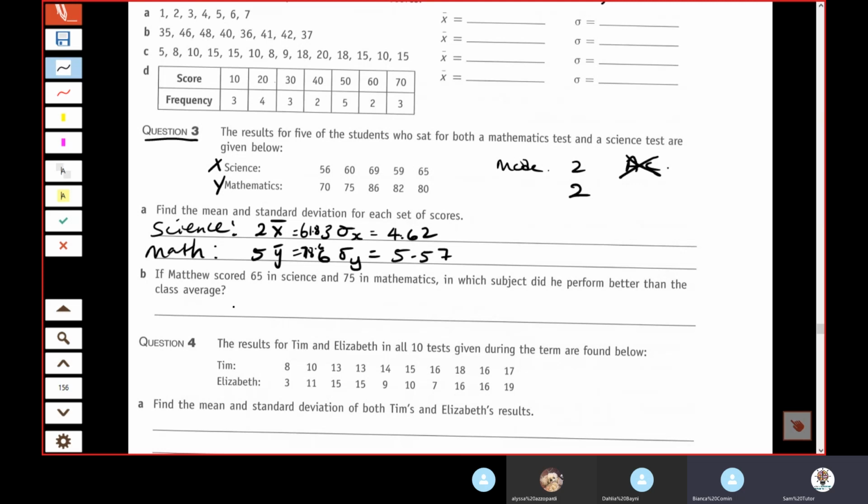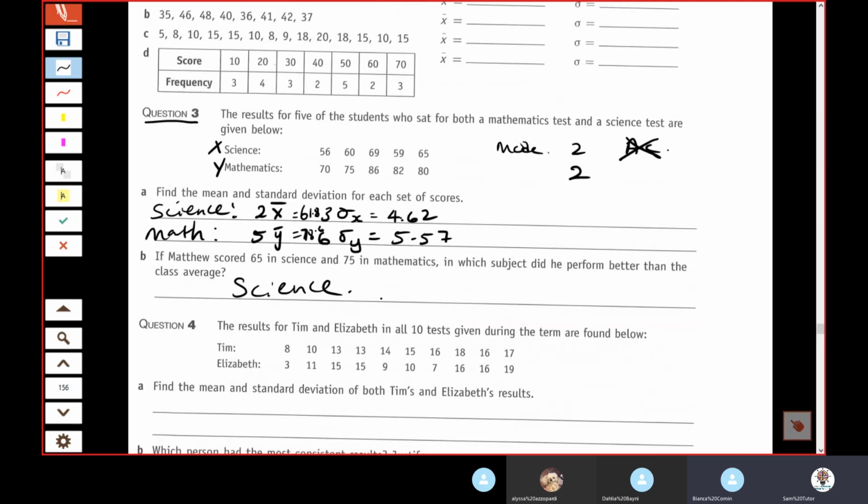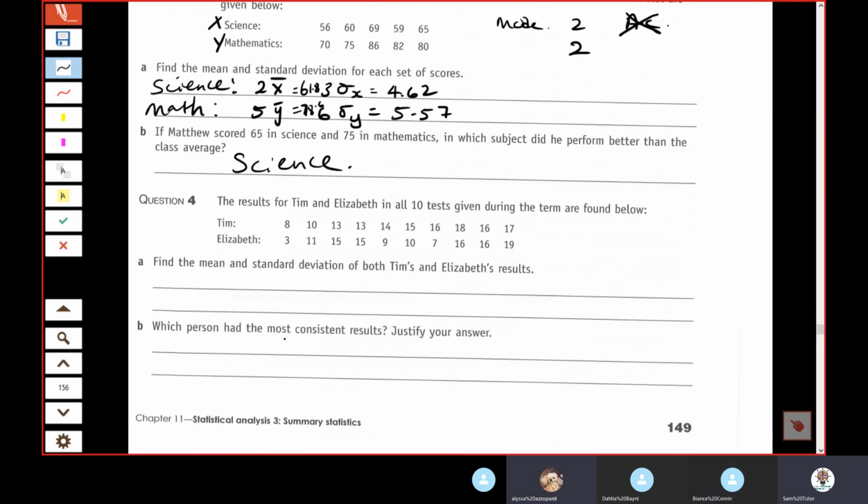All right. If Matthew scored 65 in science and 75 in mathematics, in which subject did he perform better than the class average? If Matthew scored 65 in science, where the class average is 61.8, and 75 in mathematics, where the class average is 78.6, in which subject did he perform better than the class average? Science, obviously. That's easy. Oh, yes, that's the word I like.